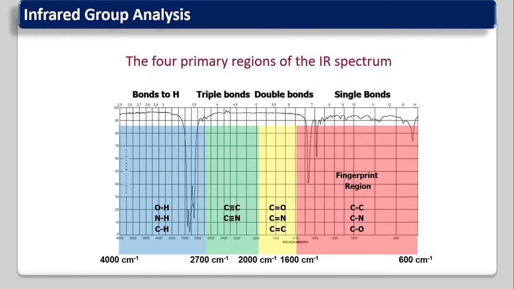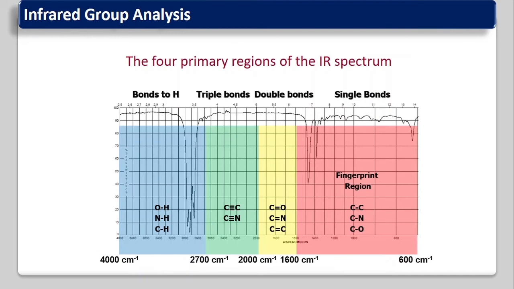Then from 1600 to 2000 centimeter inverse, that is for the carbon-carbon, carbon-nitrogen or carbon-oxygen double bonds. So this region is for double bonds only. If you are getting peaks between 1600 and 2000 centimeter inverse, you can say that your compound contains double bonds. Similarly, from 2000 to 2700 centimeter inverse, this region is for the triple bonds. So you conclude that your compound may contain a carbon-carbon triple bond or carbon-nitrogen triple bond.